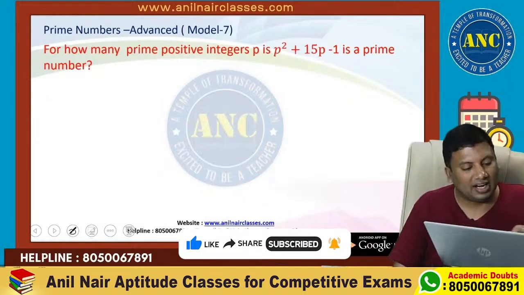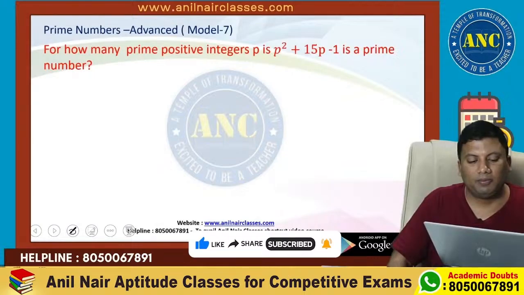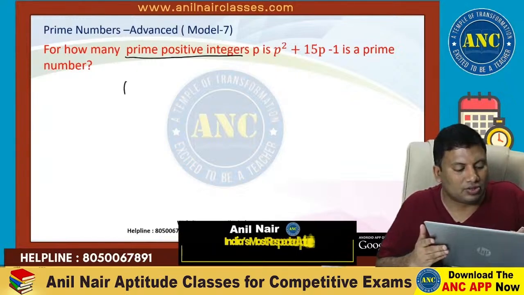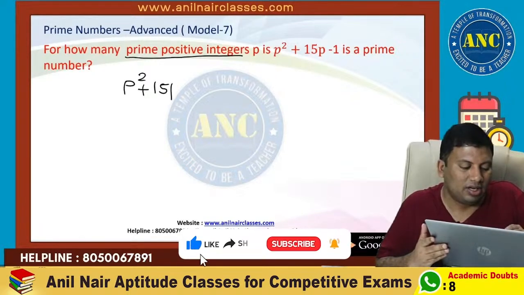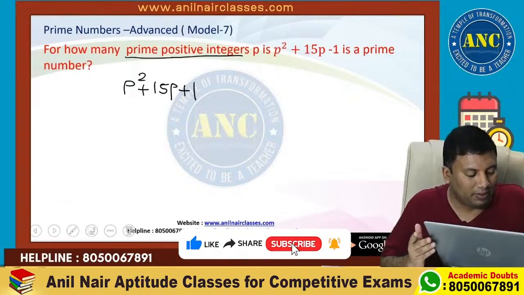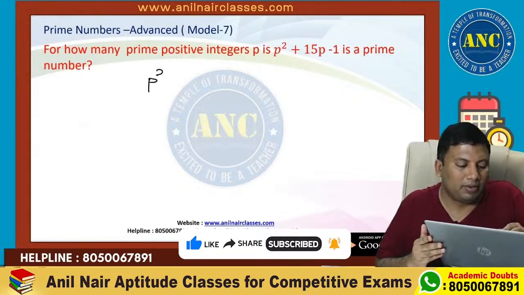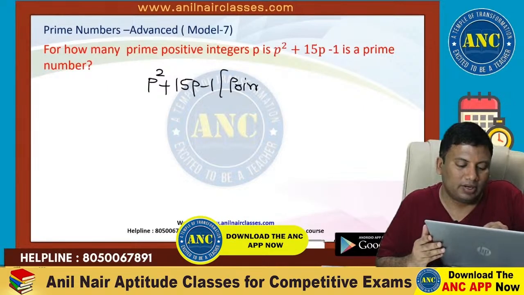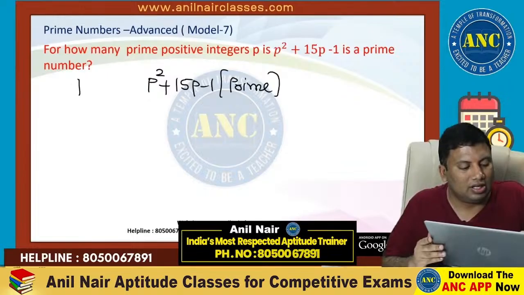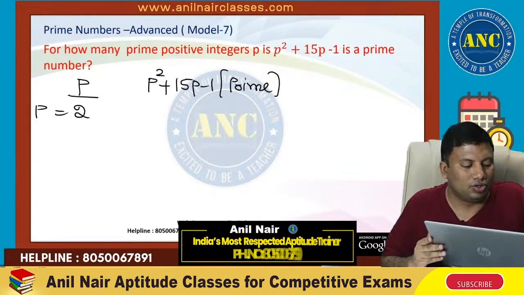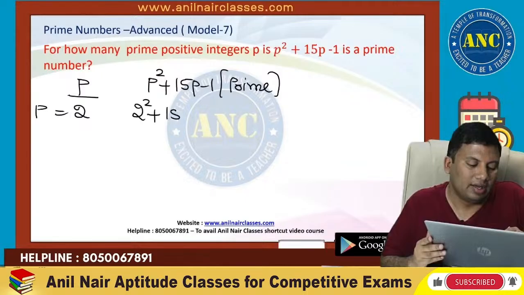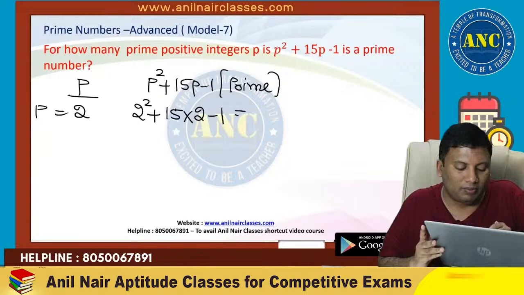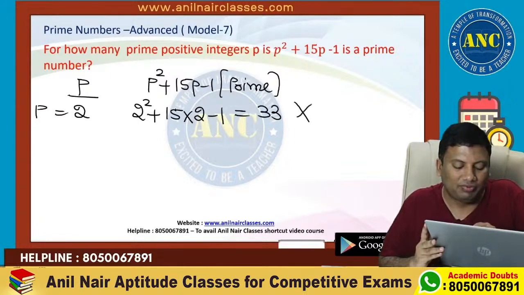Next one. Another question. For how many prime positive integers, anyway prime integer will be positive, is p square plus 15p minus 1, this quadratic expression, a prime number? This should result in a prime number. If p equivalent to 2, this will become 2 square plus 15 into 2 minus 1. 4 plus 30, 34 minus 1, 33. 33 it is a composite number.